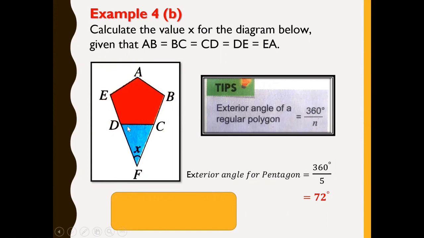Same also, this is an exterior angle. In order to find x, we know that this is a triangle. The sum of the interior angles for a triangle will be equal to 180 degrees. So if we want to find x, we just need to use 180 minus 72, one of the angles here, and then minus 72, another 72 here. So we will get 36 degrees. So this will be our x. Very easy, right?